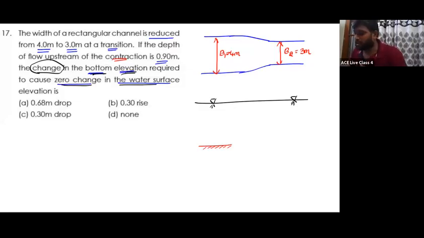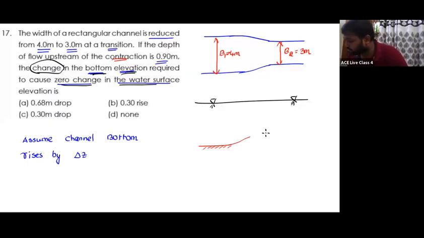So now let's assume the channel bottom rises by delta Z. I am assuming because I don't know whether it is going to rise or drop. So what I am going to do is simply assume. If I assume delta Z is going to be a rise, now let's see.